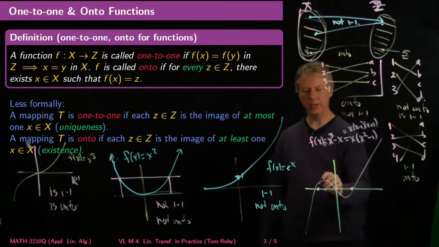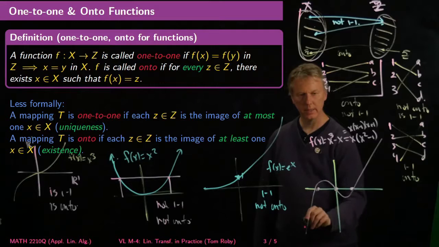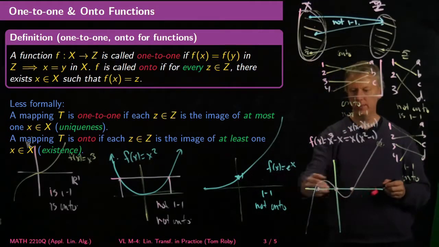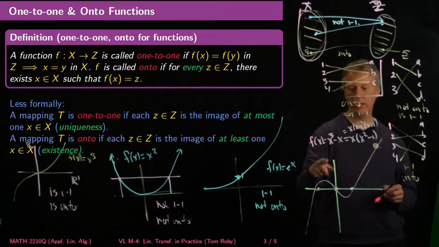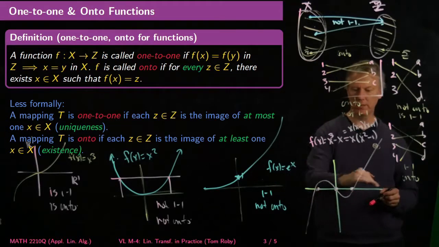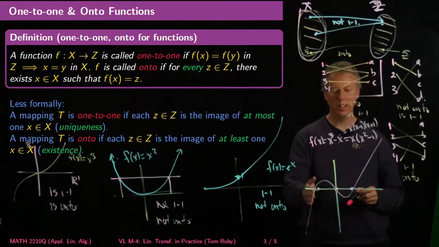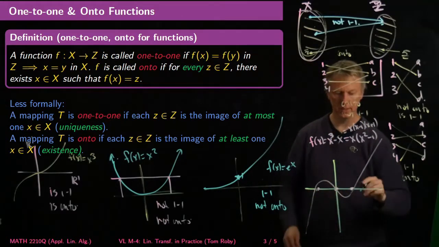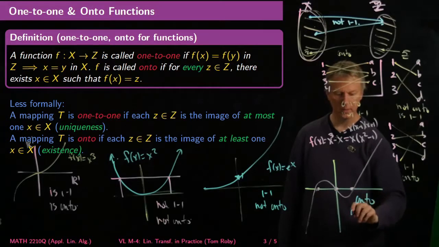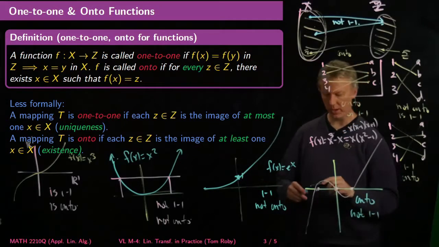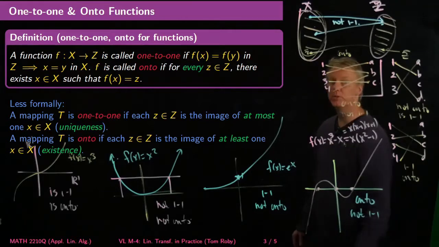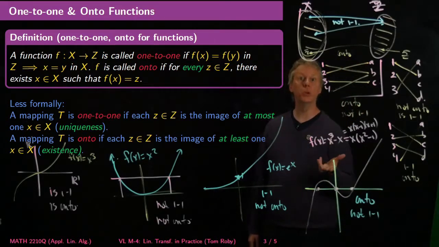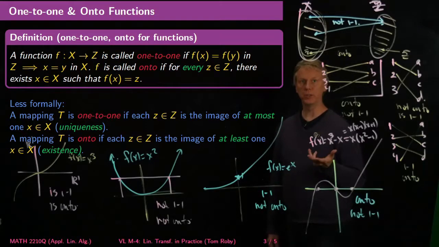Okay, and so you can see that it's not one-to-one because, for example, there are 3 inputs that give you 0, so it doesn't pass the horizontal line test, but it is onto because I can get to any value. Okay, so this is onto, but not one-to-one. So those are some examples from just ordinary functions that are one-to-one and onto. And in the next slide, we'll look at examples for linear transformations.